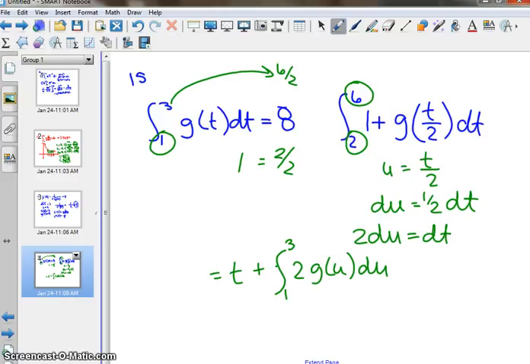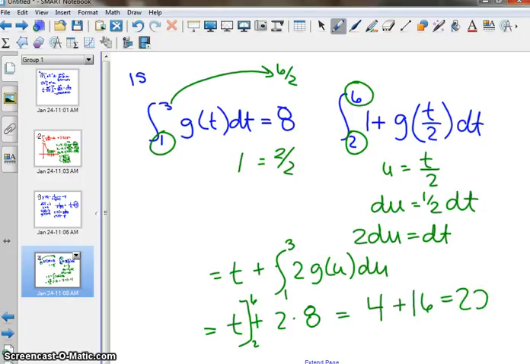So I am going to say the t plus 2 times 8. I need to evaluate my t from 2 to 6, and that'll give me 6 minus 2, which is 4, plus 16, and so my answer is 20.